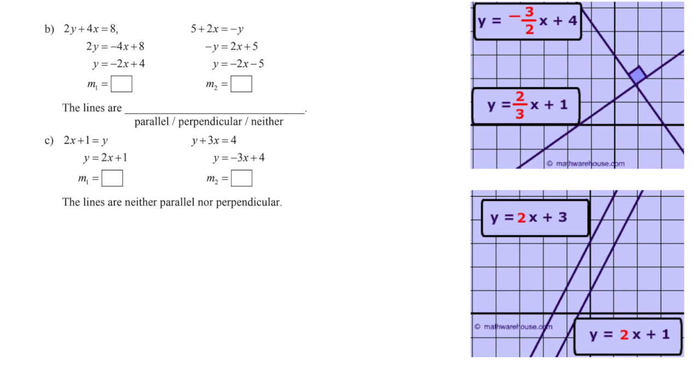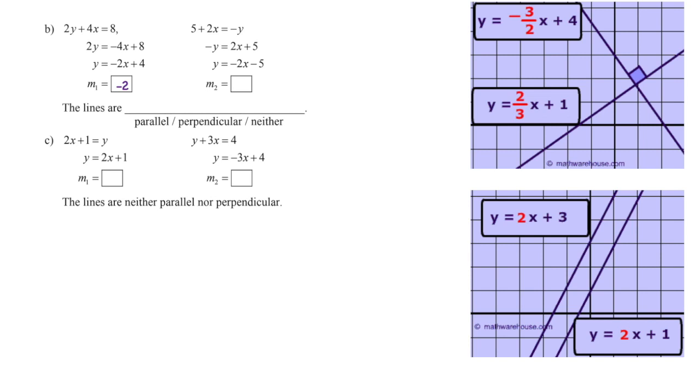Let's find and determine if the lines are parallel, perpendicular, or neither for 2y plus 4x equals 8 and 5 plus 2x equals negative y. On the left, again, we're still going to solve for y, so I need to subtract both by 4x. That would then give us 2y equal to negative 4x plus 8, and when I divide everything by 2, I get y equals negative 2x plus 4. Pulling out my slope, we see that it's negative 2.